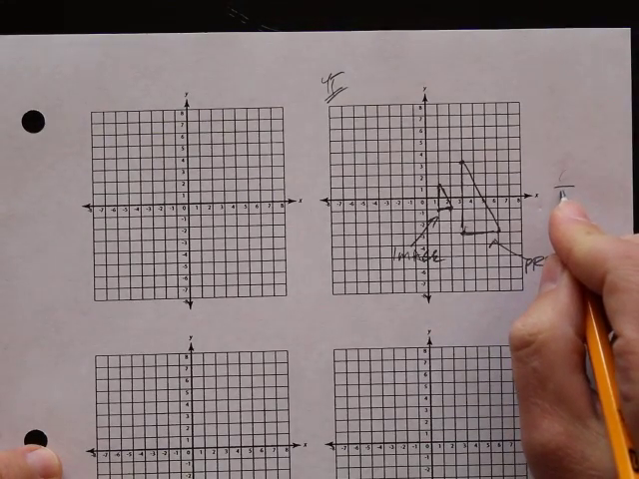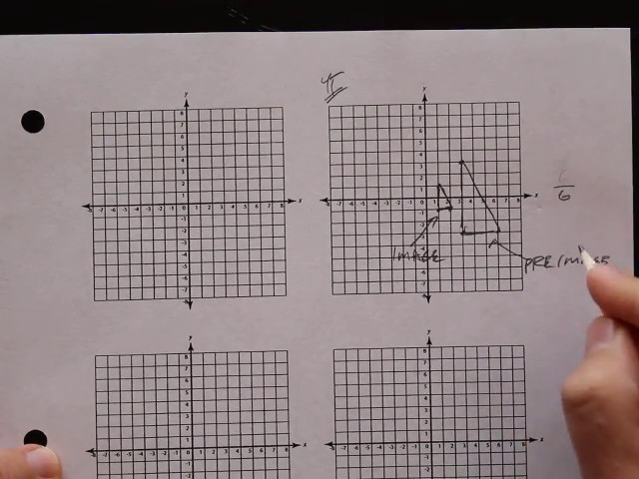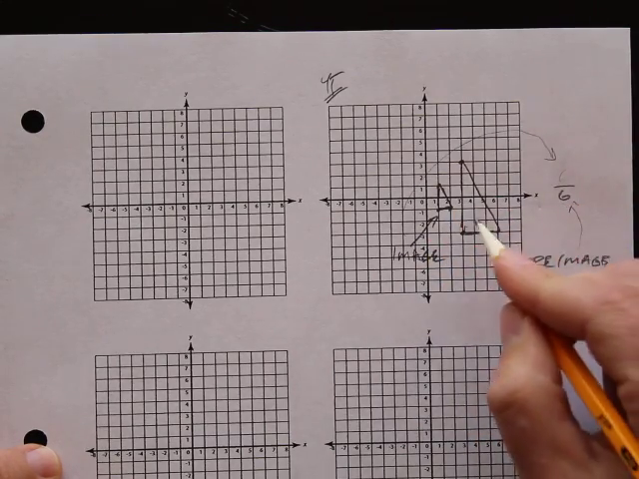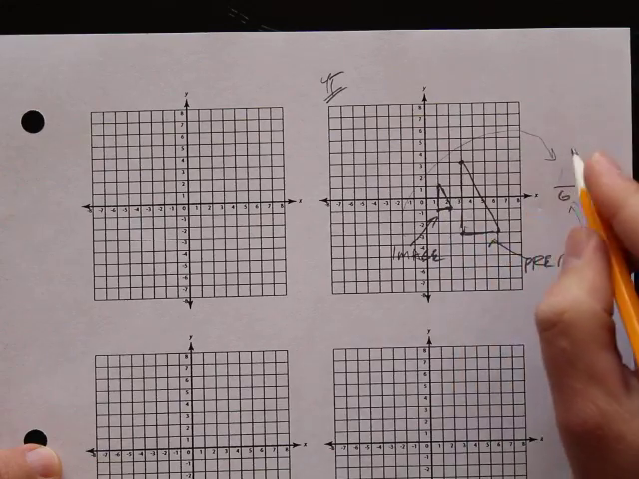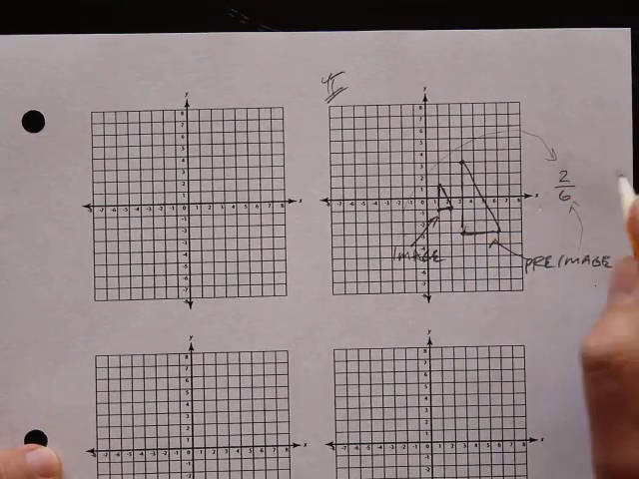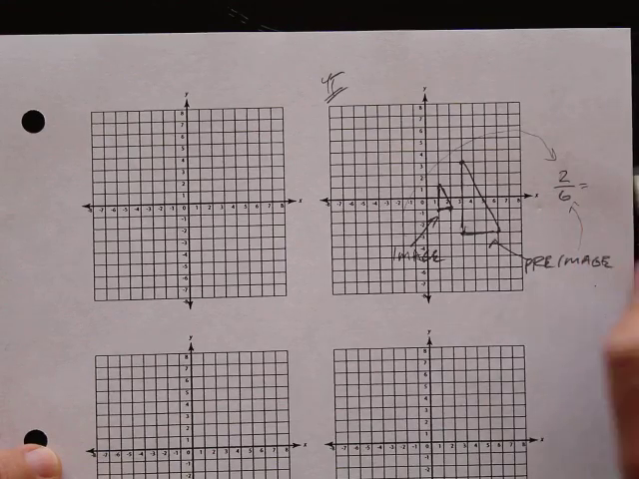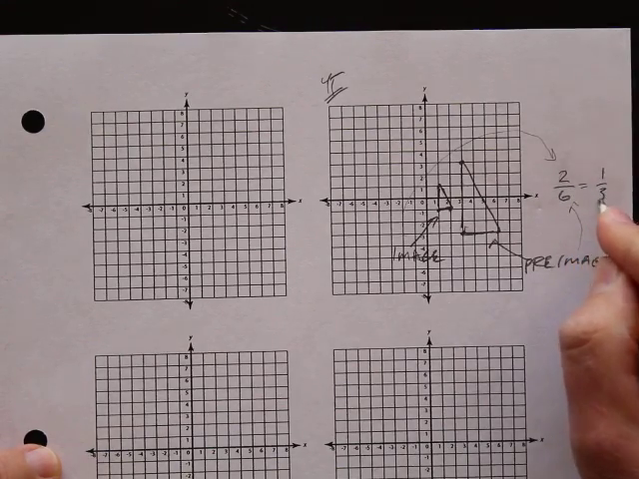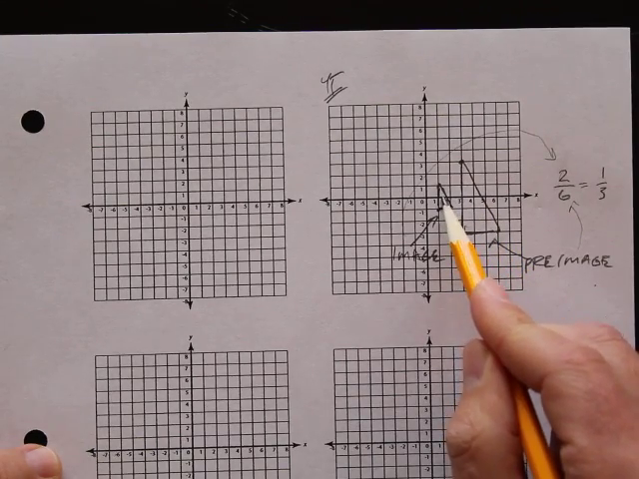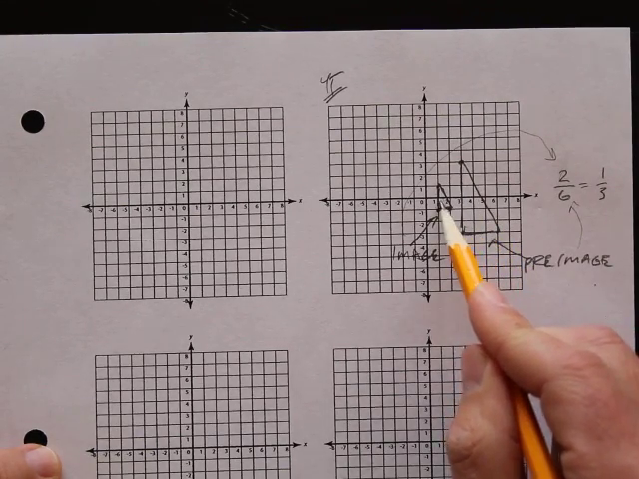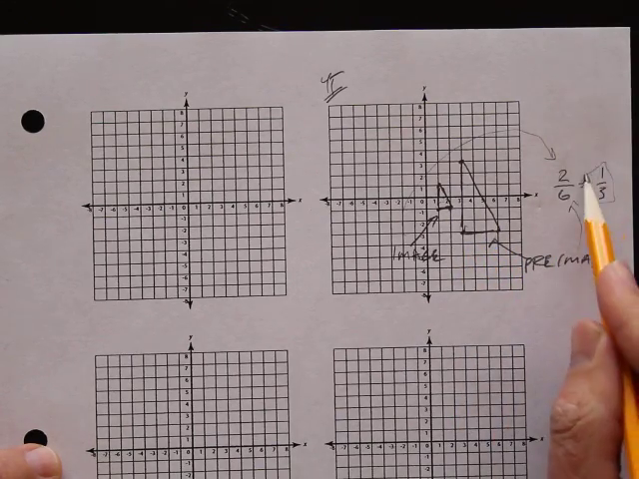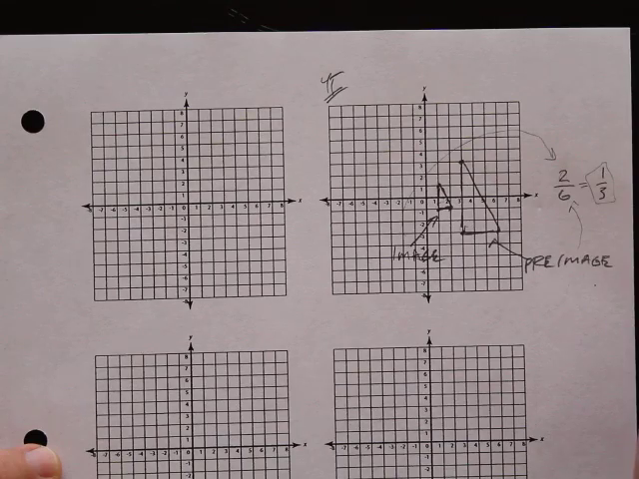Pre-image goes on the bottom. Image goes on top. So the pre-image is 6, the image is on top, which is 1, 2. And so we have a scale factor of 1/3. It started with this big one and then went down to the small one. It scaled down, or dilated down. It is a reduction of 1/3.